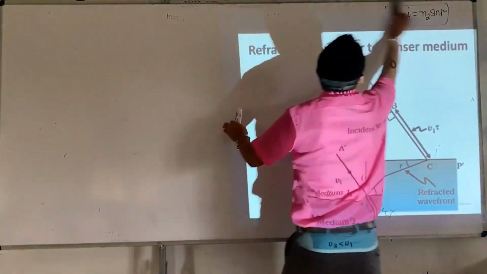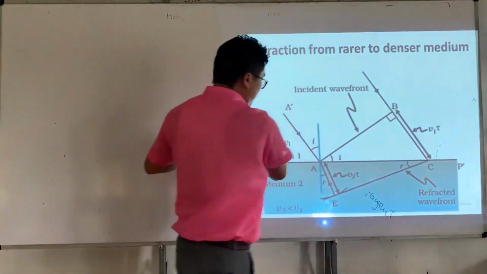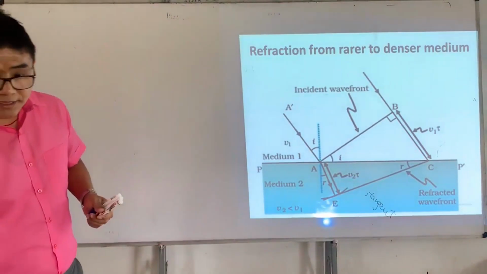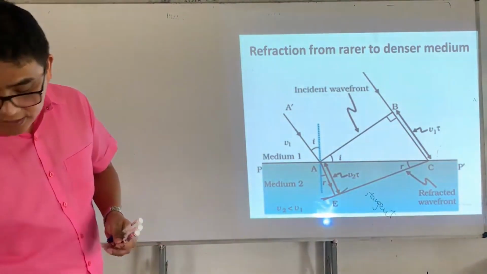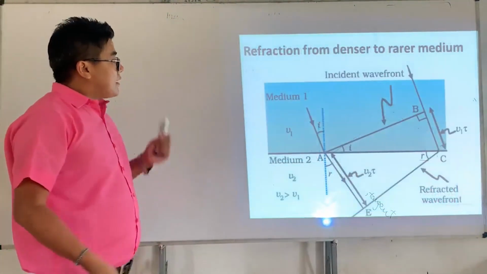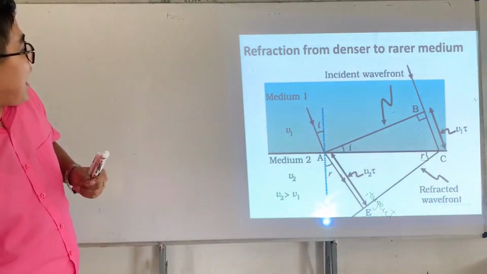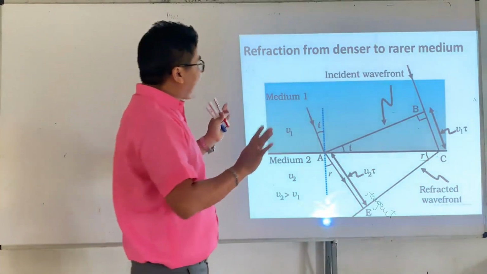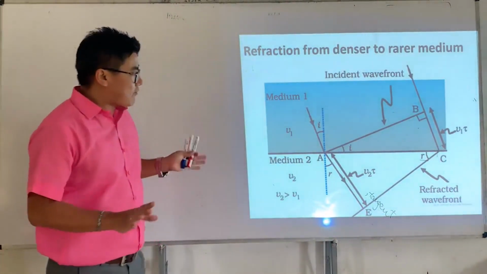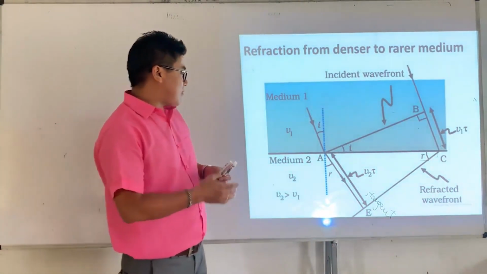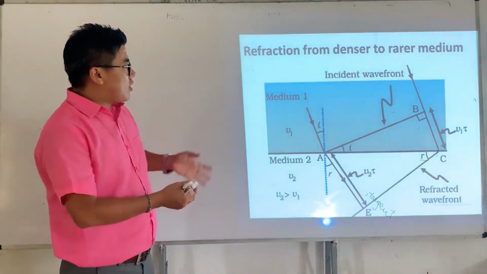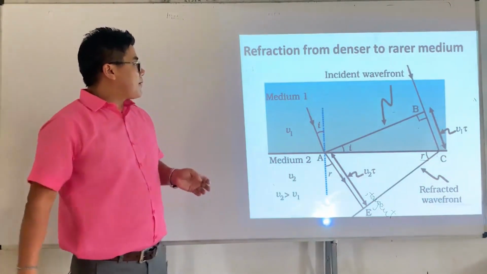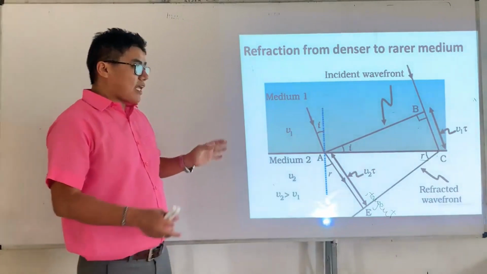So the same explanation will do, but I won't be doing all this derivation. Next, what we have here is light reflection from denser to rarer. I'm not going to explain every detail because we have already done it, but I'll add some explanation which is not there in the previous topic.